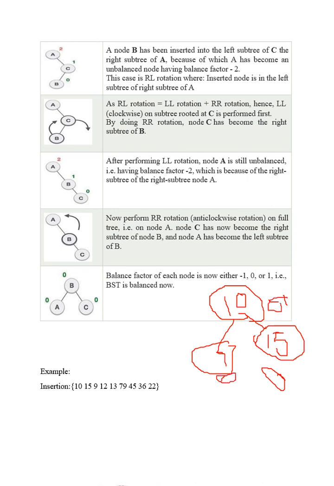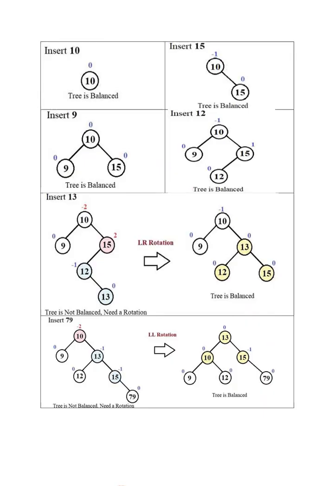Now I am going to insert element 12. Compare with 10: 12 is greater, so it should come here. Compare with 15: it is smaller, so it should be here. Likewise, while inserting each and every element, we have to check from the root node. First inserting 10, no problem. Next inserting 15, the tree is balanced. We insert 9, now also 0. Now we insert 12. Here also 0, leaf node 0. Here left minus right, left is 1.